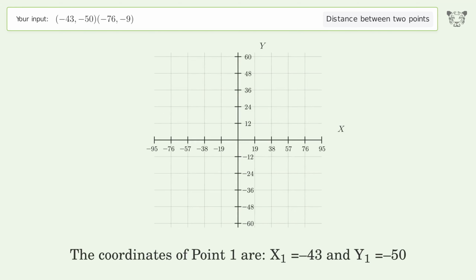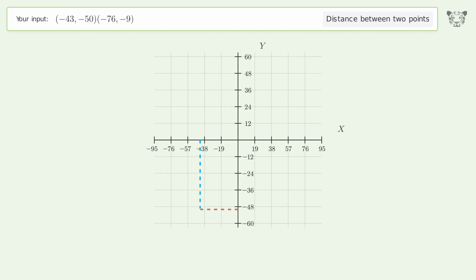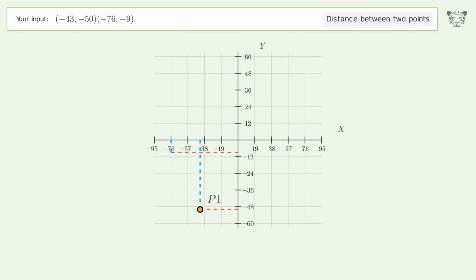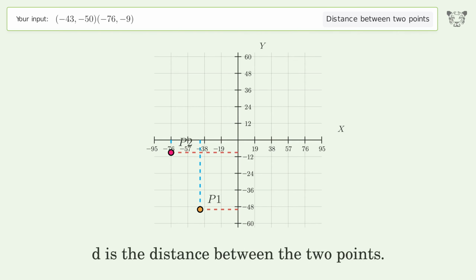The coordinates of point 1 are x1 equals -43 and y1 equals -50. The coordinates of point 2 are x2 equals -76 and y2 equals -9. D is the distance between the 2 points.